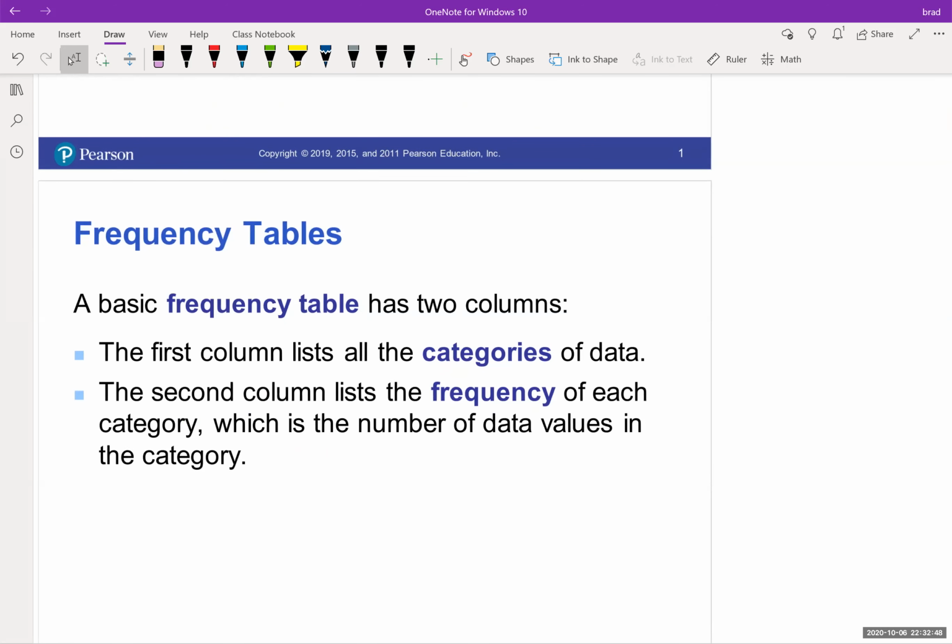Okay. So one of the first things we're going to talk about is a frequency table. A basic frequency table has two columns. The first column lists all the categories of data, and the second column lists the frequencies of each category, which is the number of data values. So when we talk about frequency, we're talking about how many times it occurred. So whatever the category is, we're going to say how many times that occurred. We'll call that a frequency.